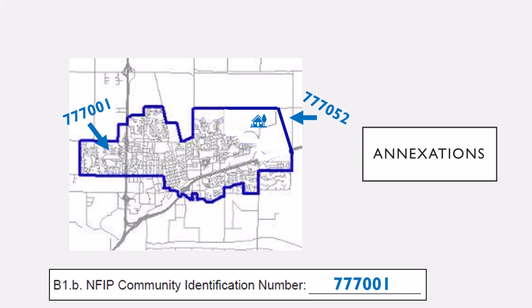In B1B, the EC should show the NFIP number of the community that annexed it, or whose jurisdiction it now resides in. Also, if the map number for B4 is now different, that should be changed too. This all hinges on whether you, as the annexing community, have a copy of that EC.